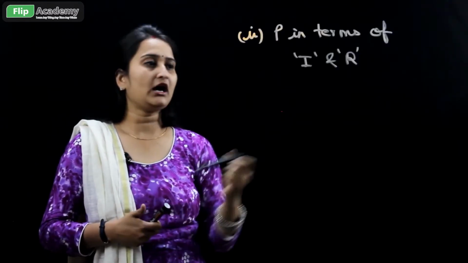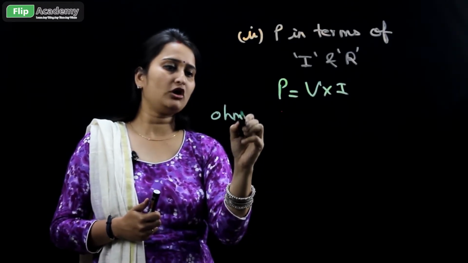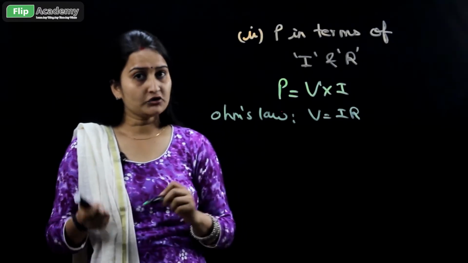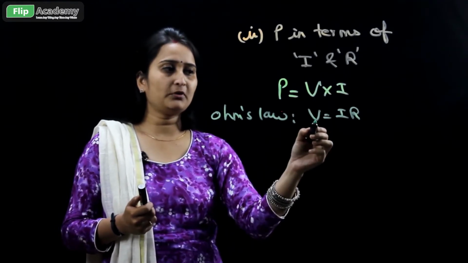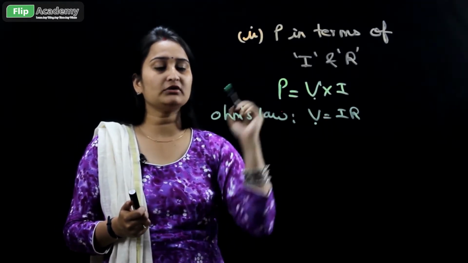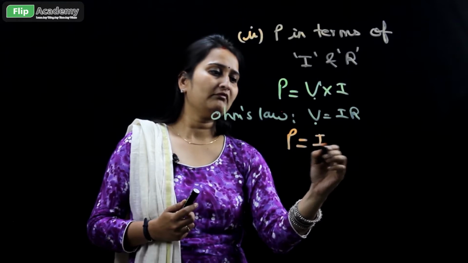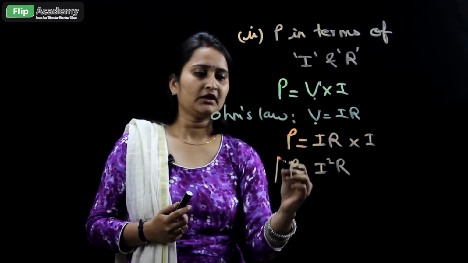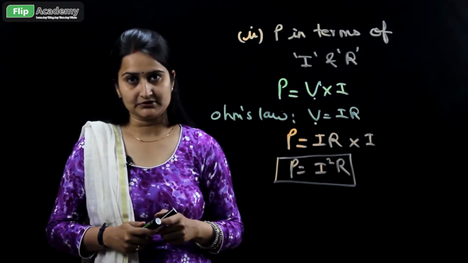The second formula of power is in terms of I and R. Now, same procedure, P is equal to V into I. From Ohm's law, we know that V is equal to IR. Now you have to make the formula with I and R, so you have to remove V from here. Now put this value of V from Ohm's law into this equation. What you will get is that power is equal to IR into I, that is power is equal to I squared R. Now this formula contains only I and R and no other term is accepted.